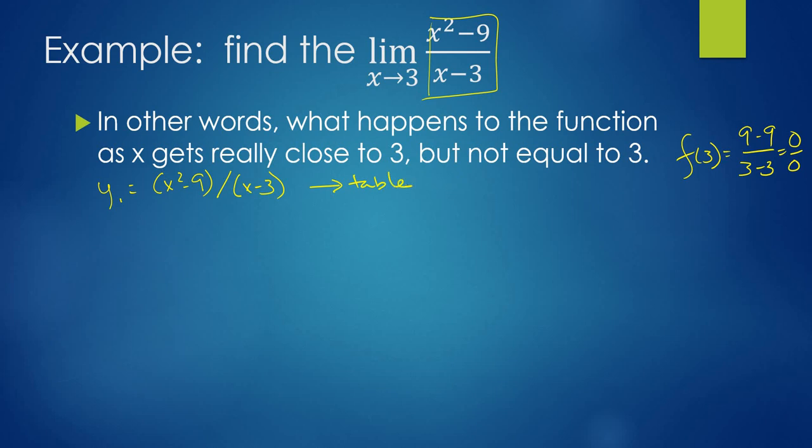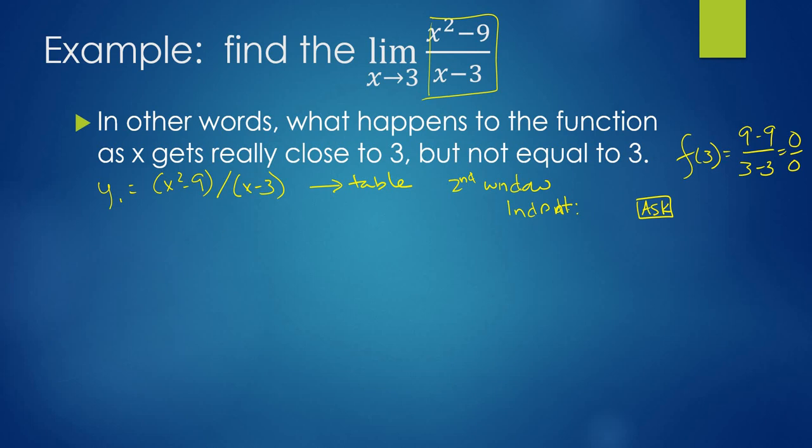If your table is not already on a mode that allows you to put in whatever value you want, go to Second, Window, and you will see something that says Table Setup. Go down to where it says Independent, and change that from Auto to Ask. Put your cursor on Ask and highlight it and push Enter. Now, go to your table.